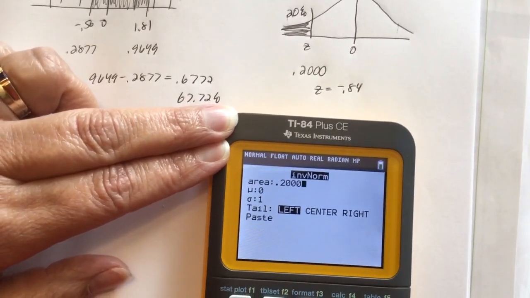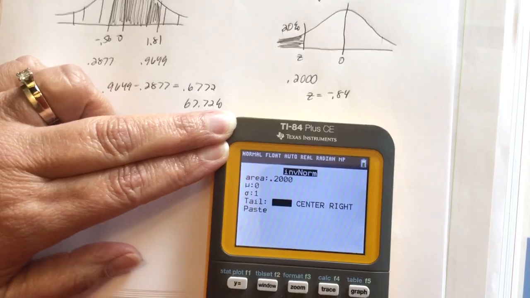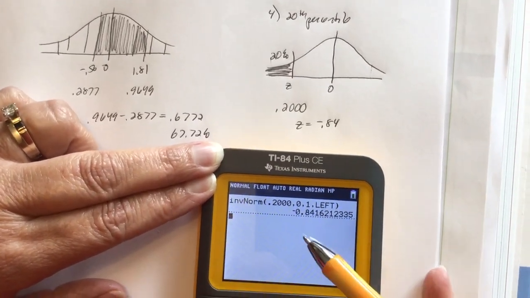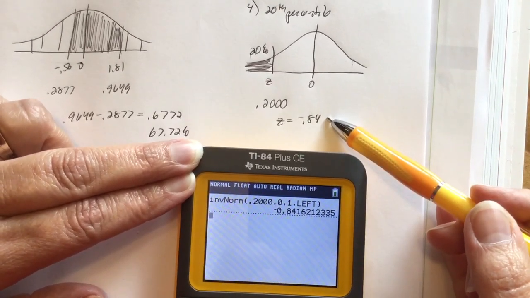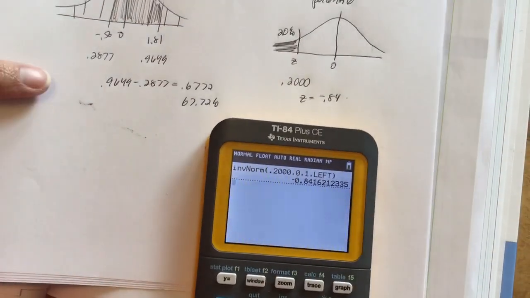I'm just putting the zeros to match what I wrote. My mean and my standard deviation are still the same, and it's just telling it 20% to the left. And lo and behold, there's my z-score: negative 0.8416. Negative 0.84 is fine. You can go to 2 decimal places. It's much faster in the calculator after you've got your picture.